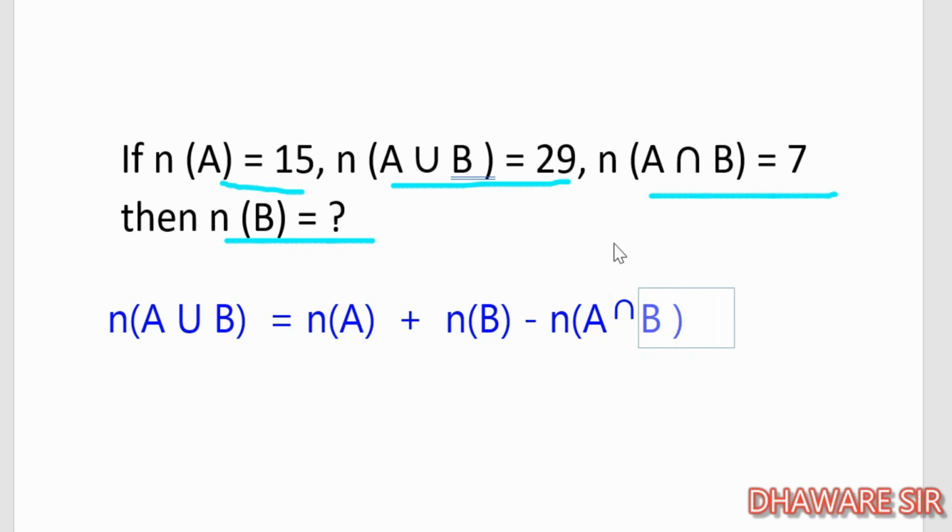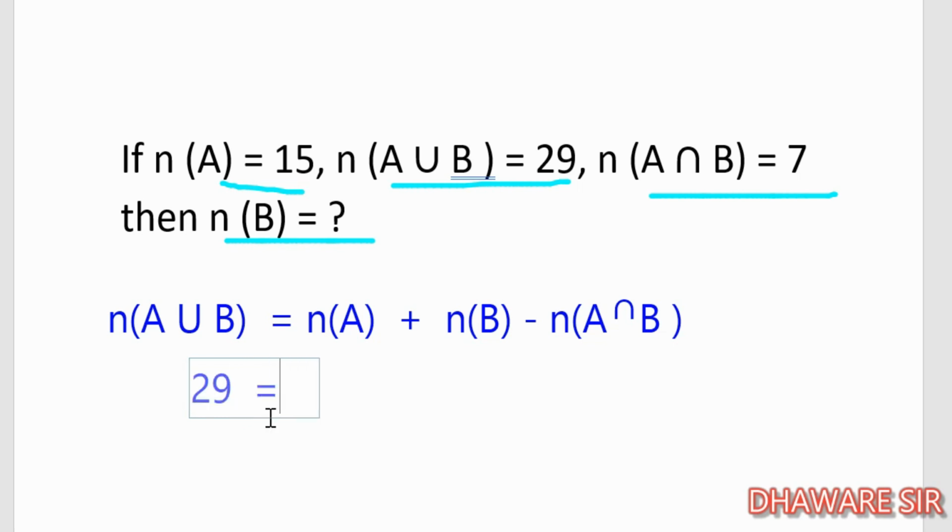So this is our formula. What is the formula? n of A union B is equal to n of A plus n of B minus n of A intersection B. We are just putting the values. So what are the values? What is the value of n of A union B? They have been given 29.